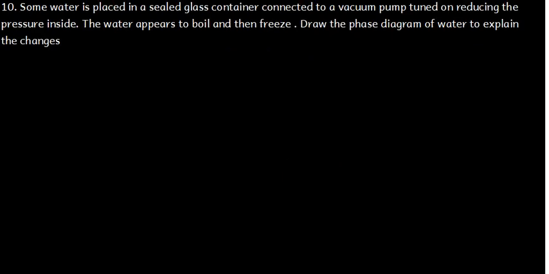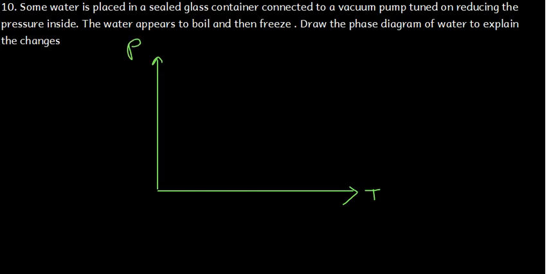Now the last question here. Some water is placed in a sealed glass container connected to a vacuum pump turned on, reducing the pressure inside. The water appears to boil and then freeze. Now draw the phase diagram of water to explain these changes. Well, the phase diagram for water, let's make it like that. So we have temperature on the x-axis and then we have got pressure on the y-axis.